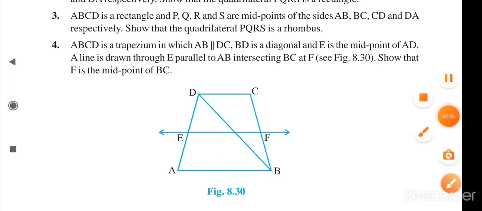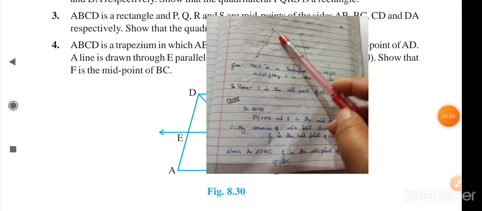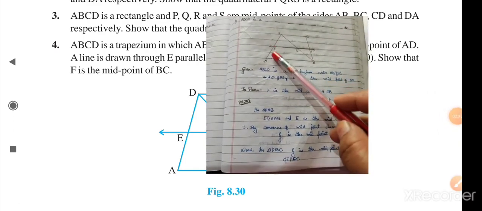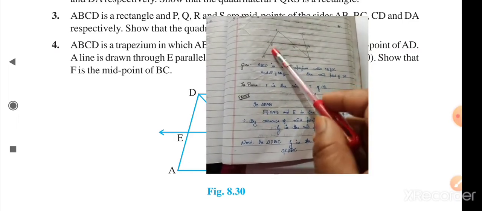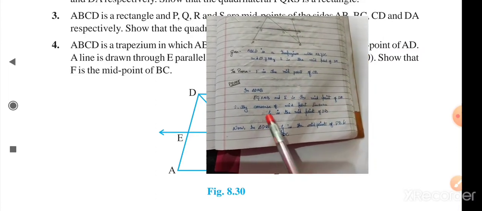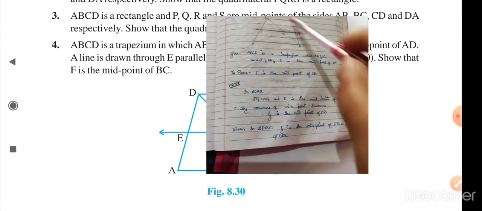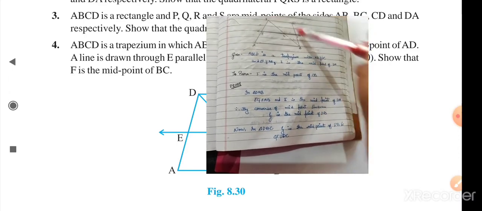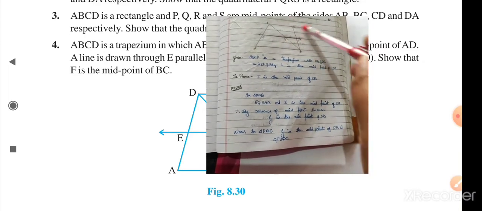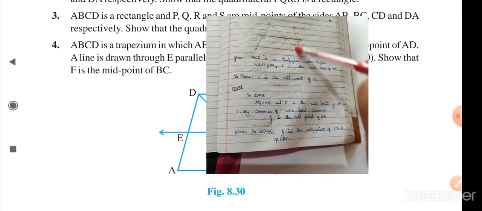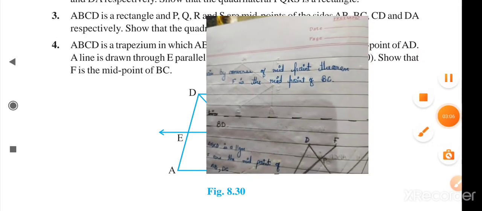I will show you the solution also. You can see that it is a trapezium, and the question is given that E is the midpoint. I have written that since E is the midpoint and EG is parallel to AB, hence G is the midpoint of DB by converse of midpoint theorem. Similarly, in triangle BDC, G is the midpoint and GF is parallel to DC. Hence by the converse of midpoint theorem, again F is the midpoint of BC. We have written here that F is the midpoint.